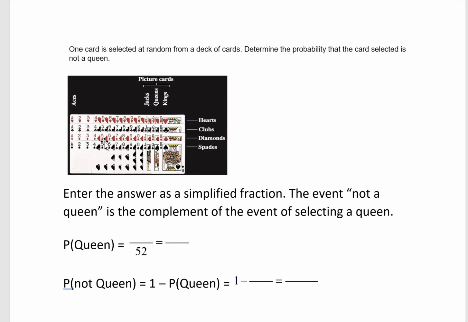One card is selected at random from a deck of cards. Determine the probability that the card selected is not a queen. Enter the answer as a simplified fraction.